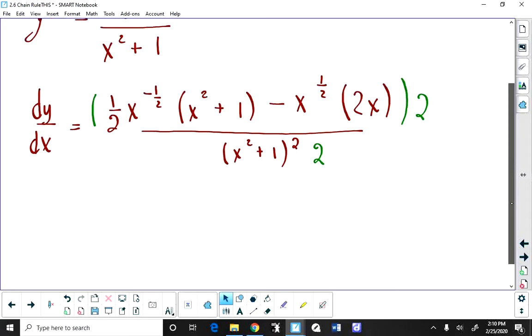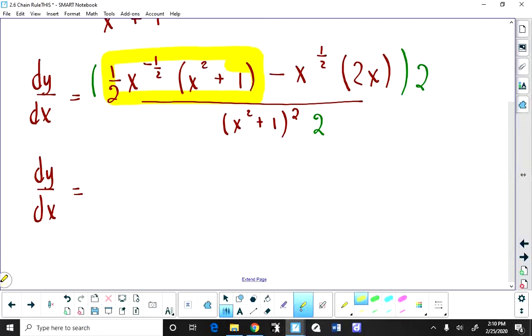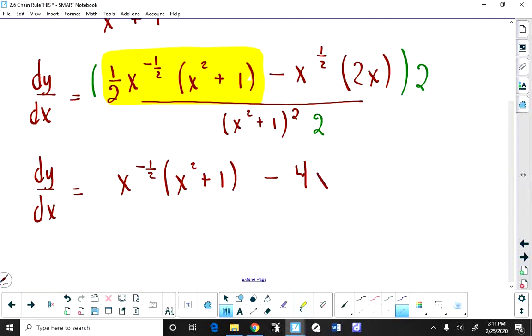I'm multiplying the entire top by 2, which gives me dy dx equals, well, 2 times, and I want to be clear here, this is an entire term. So when I multiply that term by 2, this half goes away and I'm just left with everything else. Okay? So I'm left with x to the -1/2 multiplied by x squared plus 1. And then I have minus, I'm going to have 4 x to the 3/2. And I will discuss with you right now what just happened there.